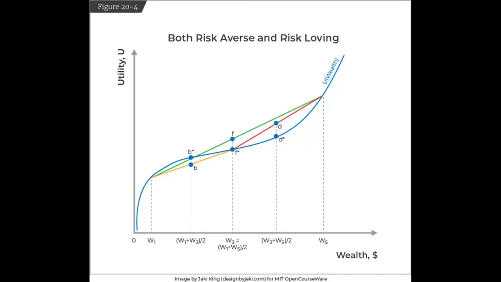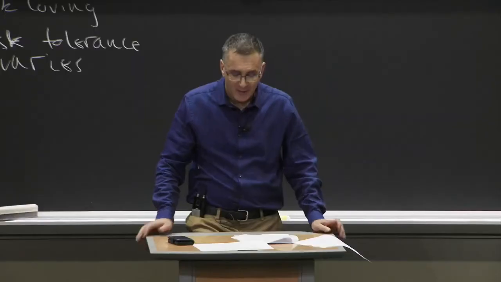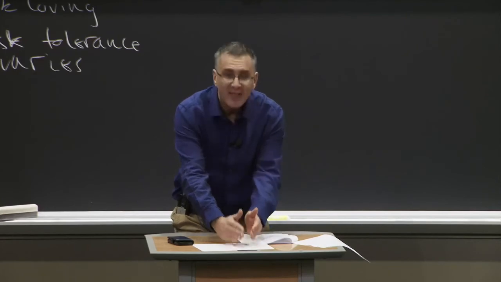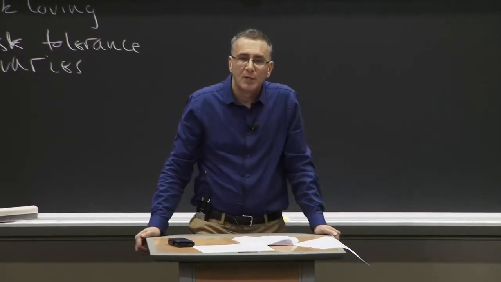Well, if we look between W1 and W3, we're on the concave part of the utility function. As a result, I will not take that gamble. That gamble leaves me at point B, which is below B star. So basically, I will not take that gamble. That leaves me worse off than just having (W1 plus W3) over 2 with certainty. This is just the graph we saw before. You won't take that bet.